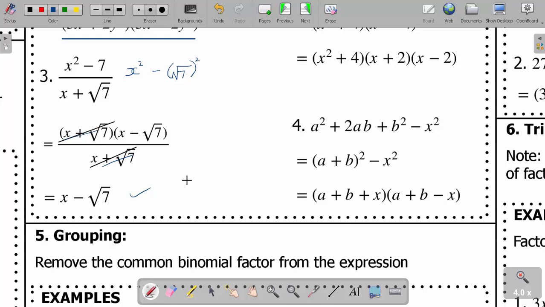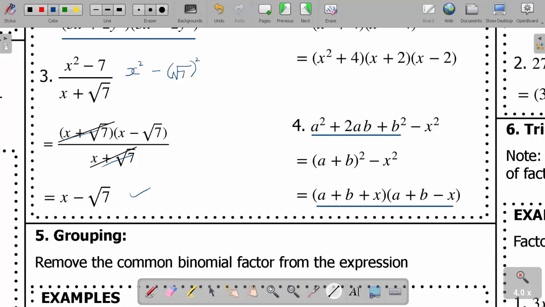Our next example says, if I have x squared plus 2ab plus b squared minus x squared, we know this one here is a perfect square, which gives us (a plus b) squared, but then minus x squared. So difference of two squares again gives me a plus b plus x, and then a plus b minus x, that's what you see here as my answer.